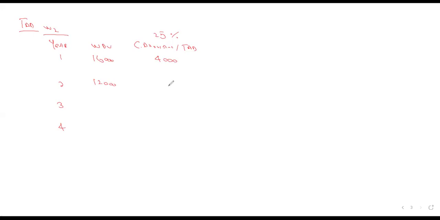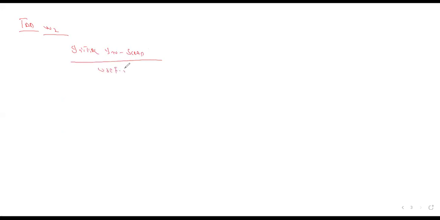Hold on. What was the tax method? It was 25% on reducing balance basis, or it was the straight line method? Straight line. If it is straight line, then why are we doing so? What was the formula for the straight line? Initial investment minus scrap value over useful life.